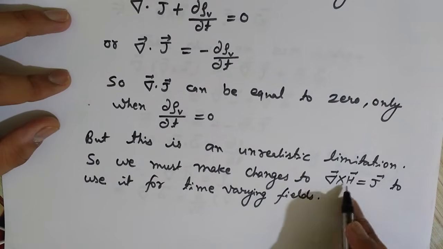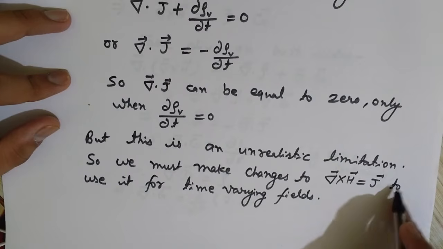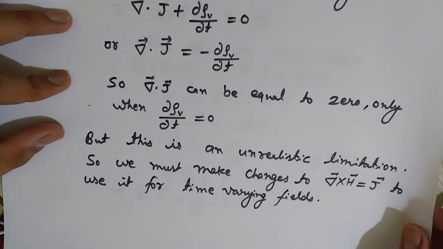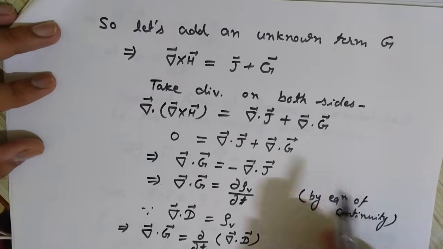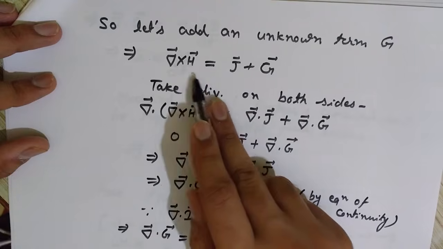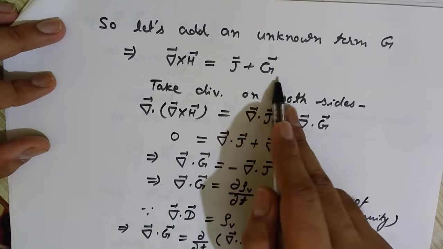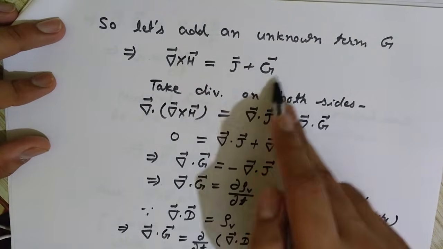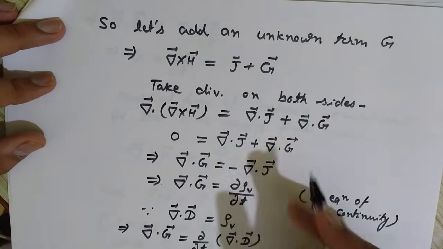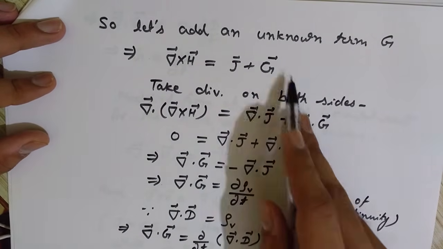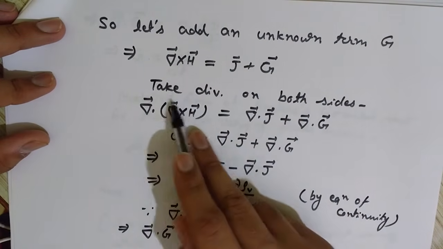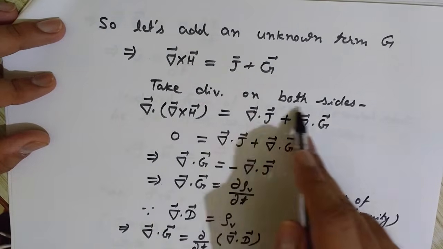So for this we will add another term, let's say the G term. We will write curl of H equals J plus G. Here G is an unknown term. Our equation is curl of H equals J plus G, and I want to find the value of G and then replace it. Then it will be valid for time varying fields also, and we can use it with the continuity equation. It will not contradict. Then let's take the divergence on both sides.